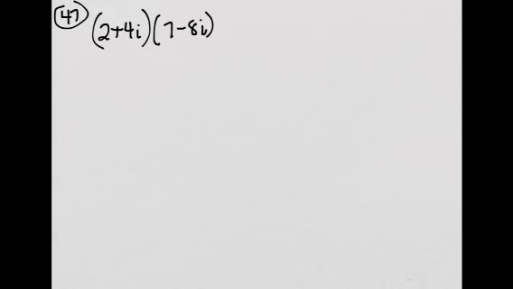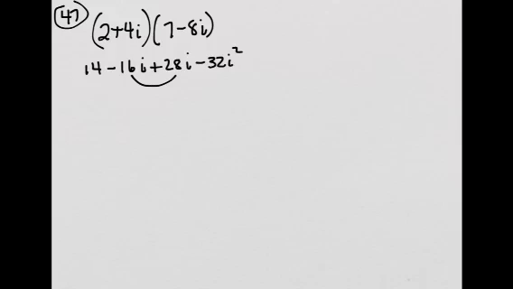Okay, so we're multiplying the two complex numbers. So it's just the distributive property. 2 times 7 is 14. 2 times negative 8i is negative 16i. 4i times 7 is 28i. And 4i times negative 8i is negative 32i squared.